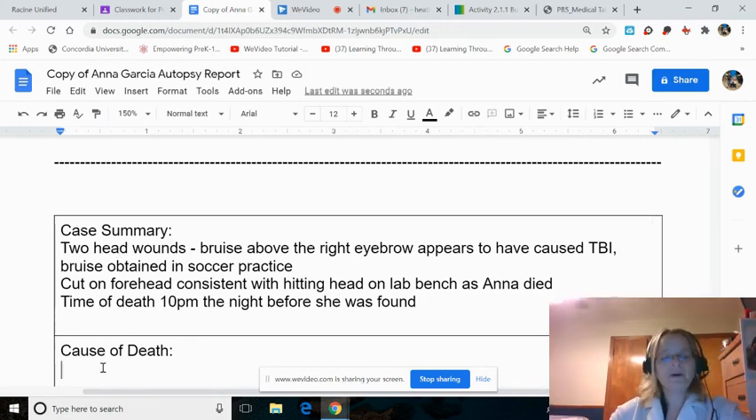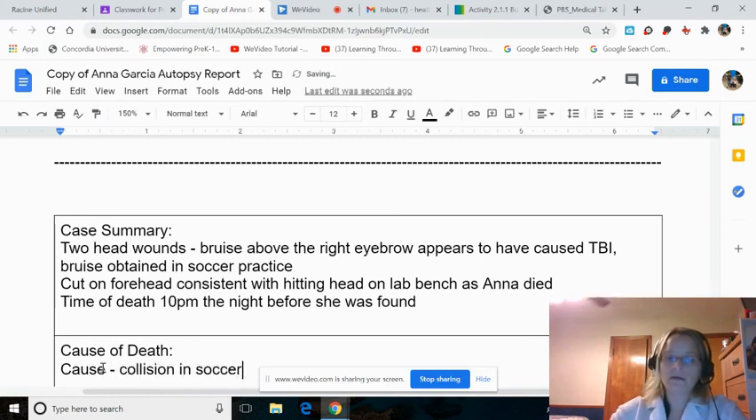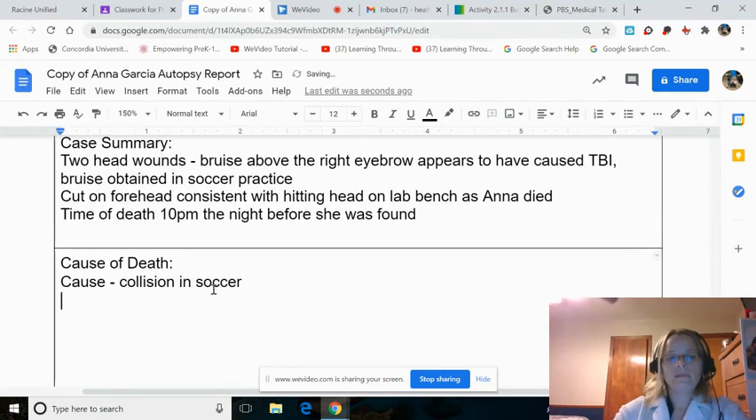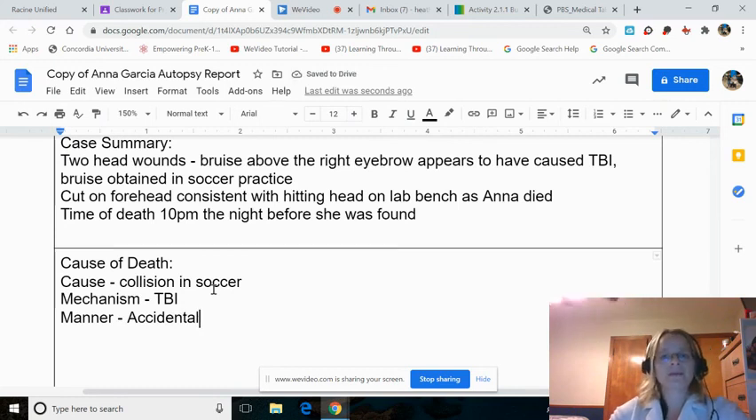Now we'll look at cause of death, mechanism of death, and manner of death. So the cause would be the collision in soccer. The mechanism is TBI. And then the manner, this was an accident, so we'll put accidental. All right, so there it is. Anna Garcia summed up. So go ahead, guys, get this done and turned in.